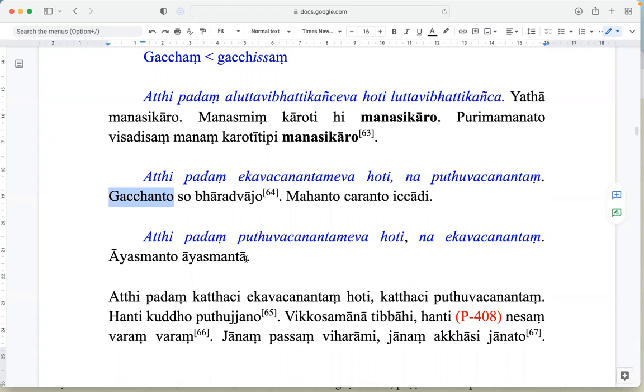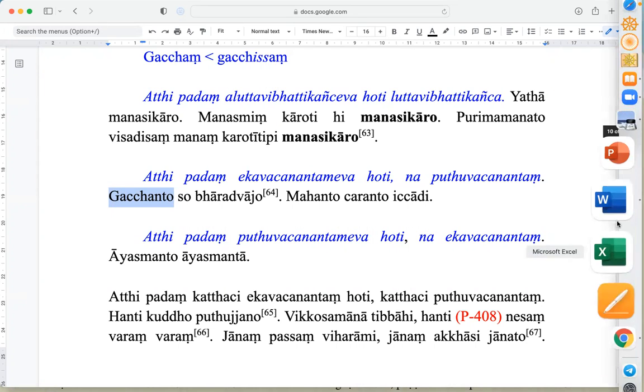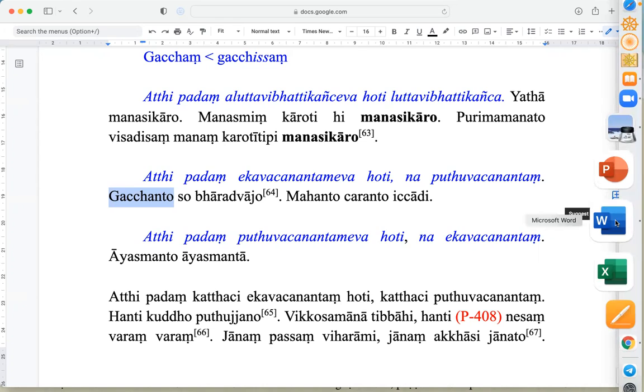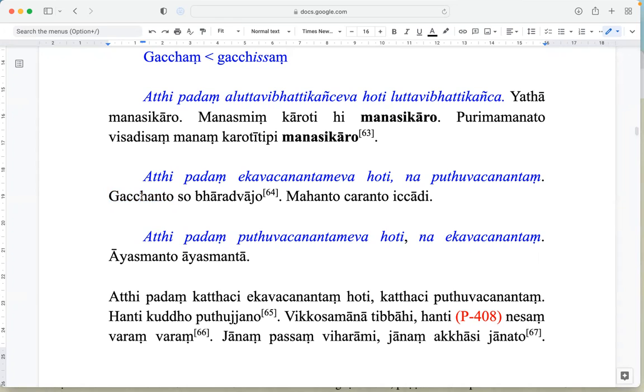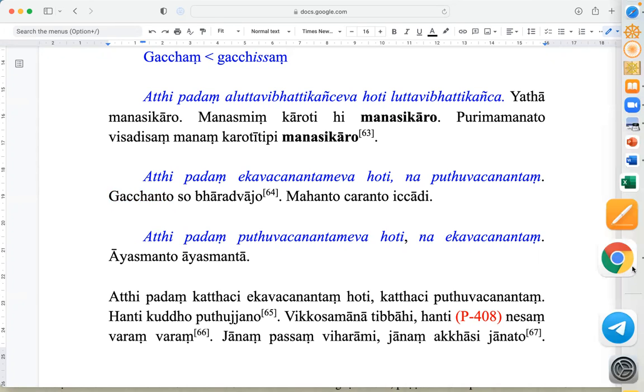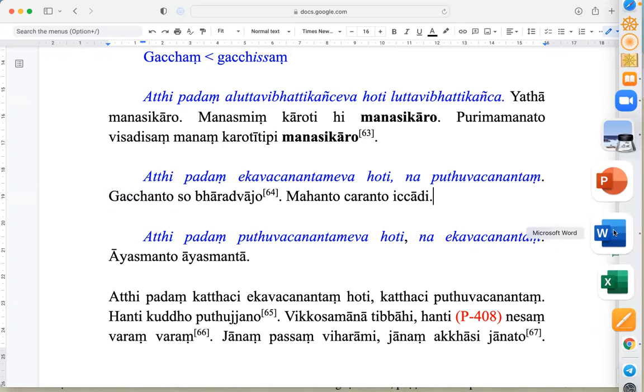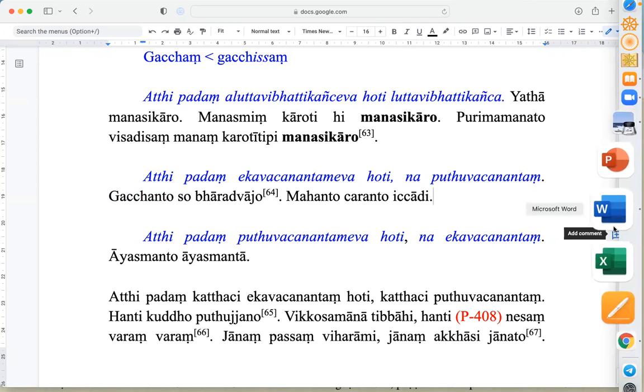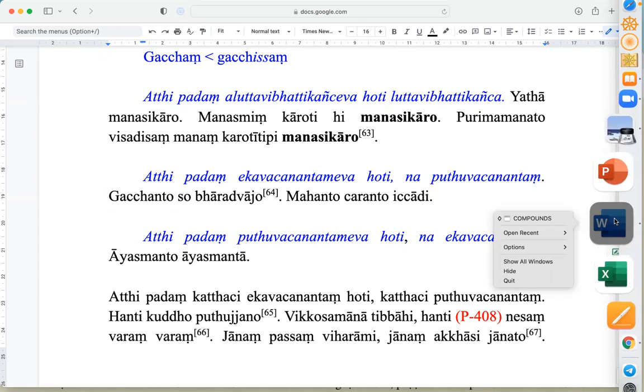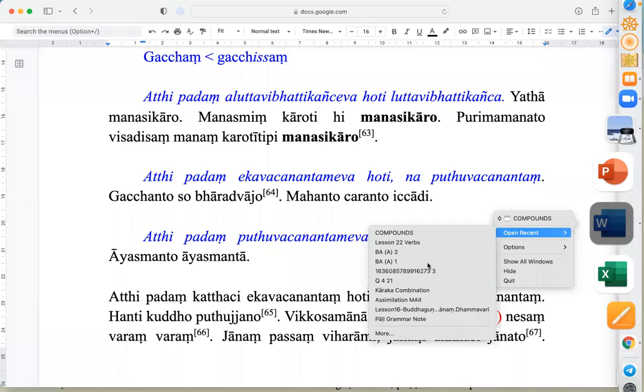Hello, Sayadaw. I found evidence in Saddanīti Sutta Mala, Sutta 389 in the Nama chapter. Sayadaw said Gaccanto, Mahanto, Charanto could not be used in plural. It's just used in singular. Yeah. Okay. That is great. So the Mala, so the number what? Sutta number 389. It also explains Ayasamanta there.